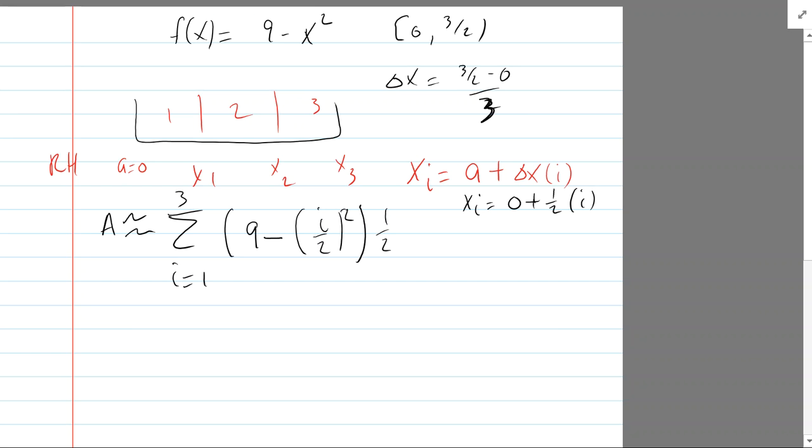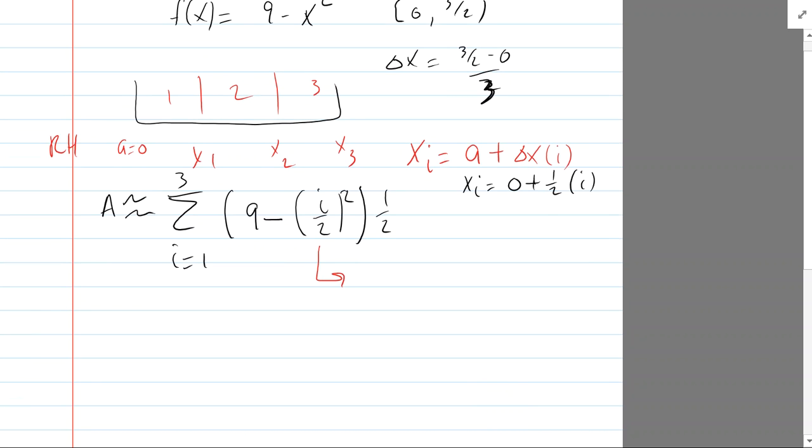And that tells you everything you need to know. So if you see this summation, you know that the function was 9 minus x squared. The delta x was a half. You started at 0, right? And you're going to end up at 3/2. Here's how you know.